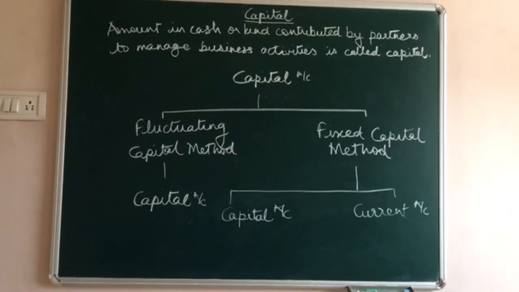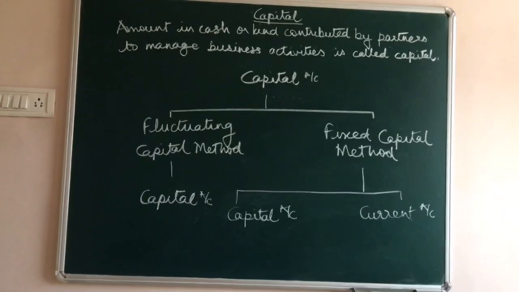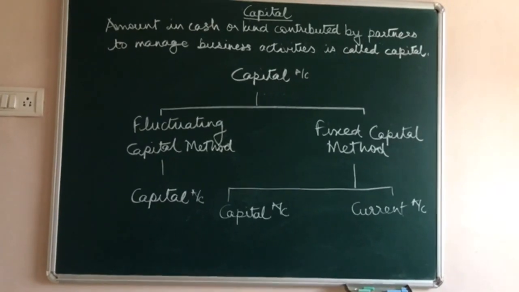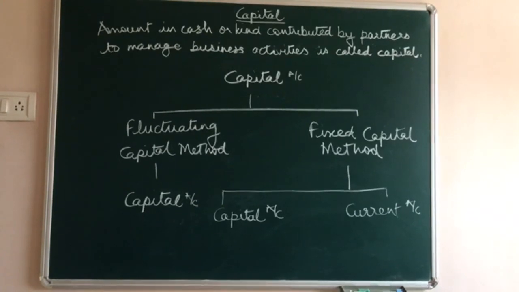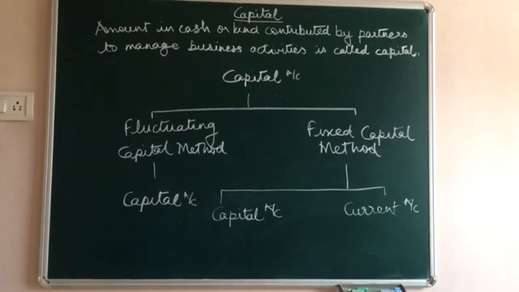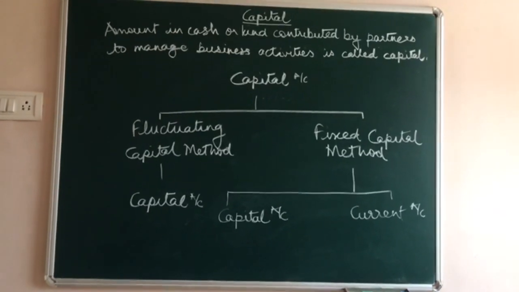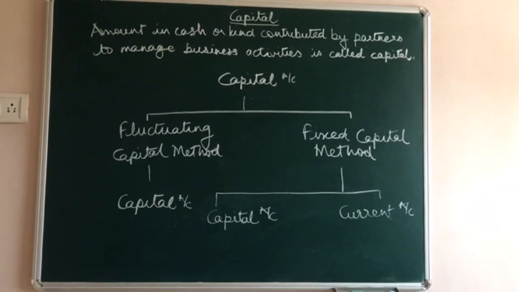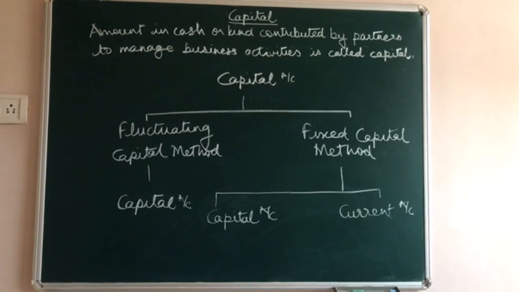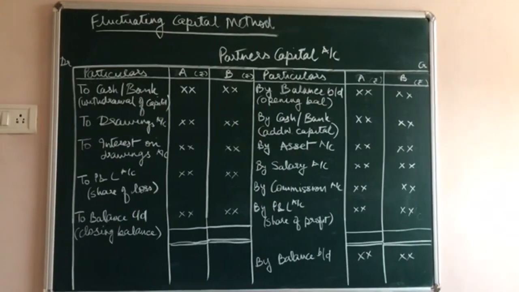As you can see, there are two methods of maintaining capital accounts of partners, the fixed capital method and the fluctuating capital method. The Partnership Act does not clarify which method should be used. The partners themselves can decide which method they have to follow. But if the partnership deed is silent on this point, then the partnership firm has to adopt the fluctuating capital method. Let us first see the fluctuating capital method.